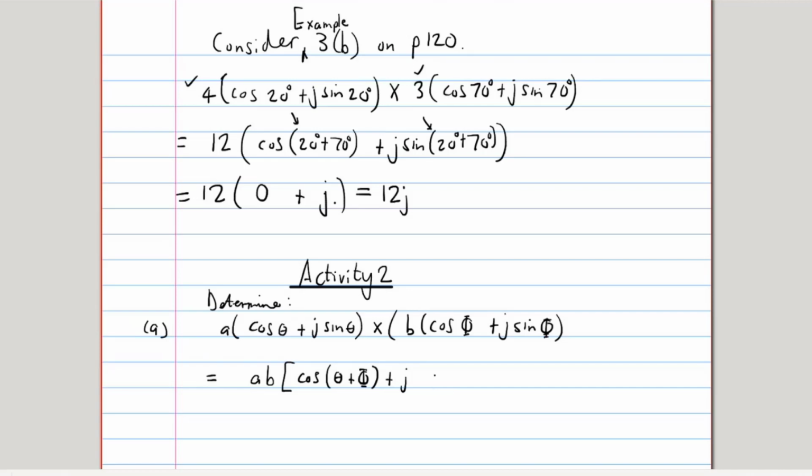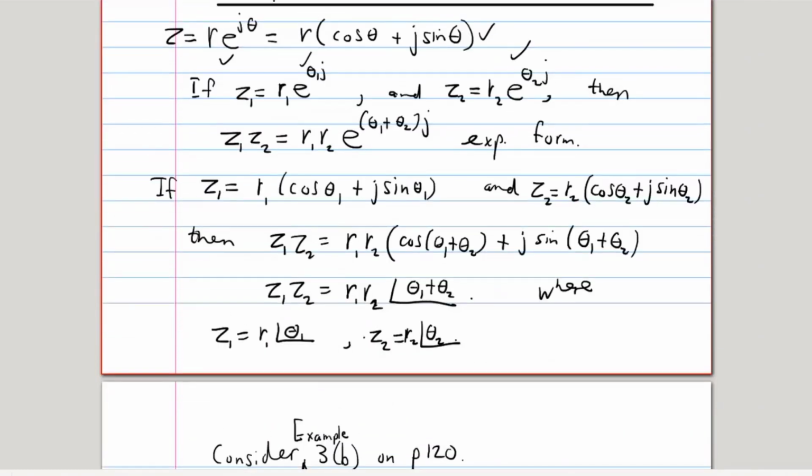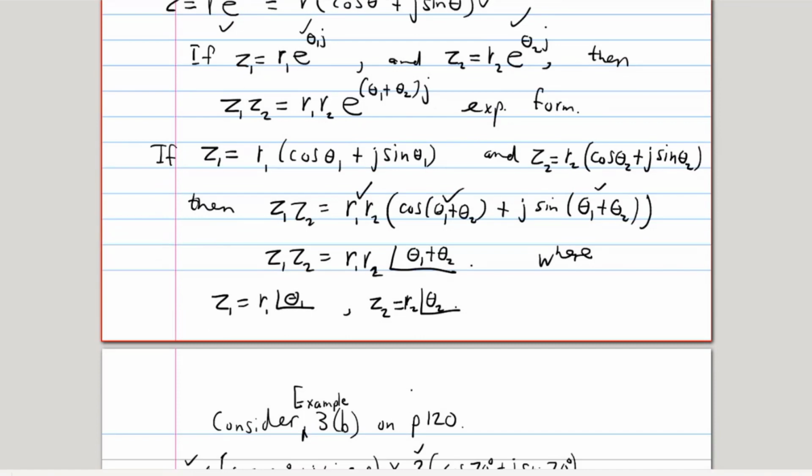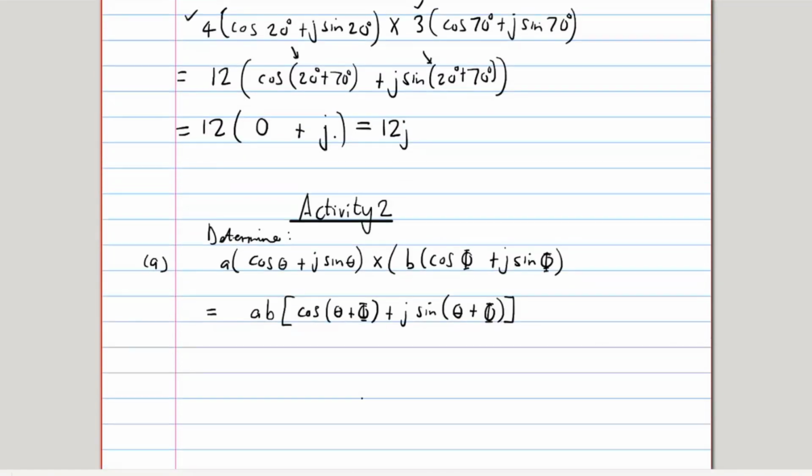So this is J sine of theta plus psi. I'm doing exactly what is required here. We just multiply the moduli and we add the angles. That's all. So we apply this in a straightforward manner. Okay, great.